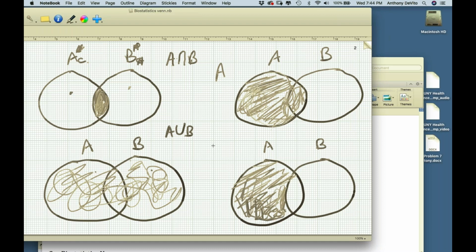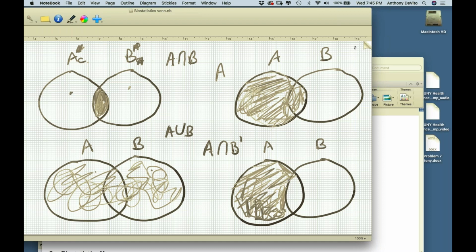Those are people who have A, who have cancer, but we're leaving out people who have heart disease, right? We don't want people who have heart disease. So this is A intersection B prime. What does B prime represent? B prime means that they don't have B. They're not B. So the people in here are A, but they're also not B.